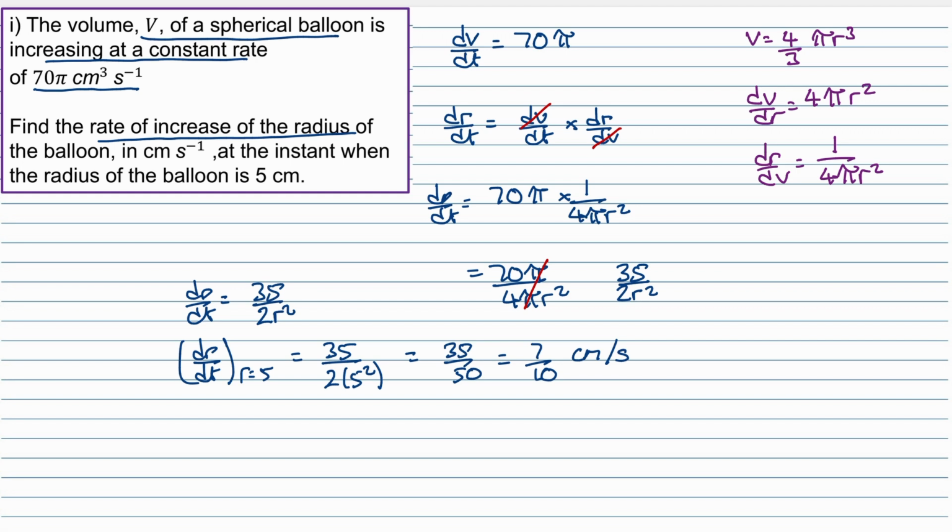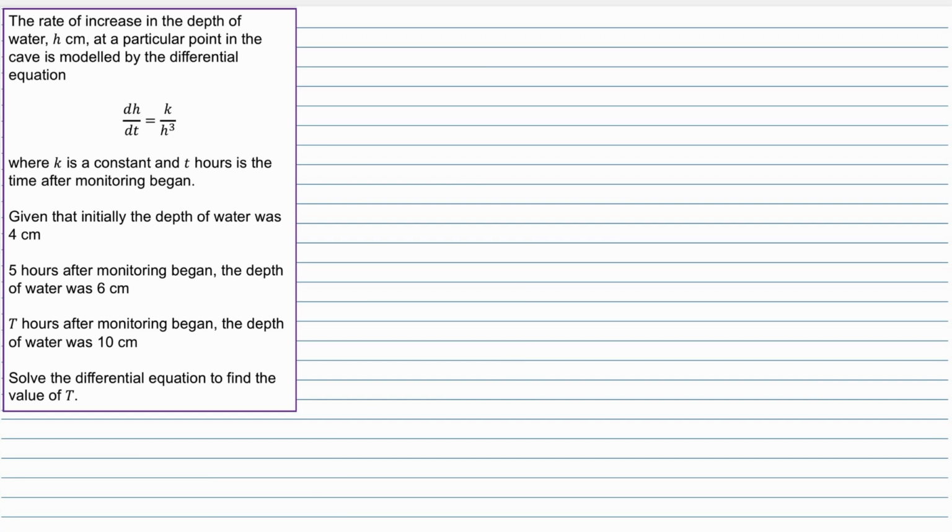In part 2, we're going to look at solving a differential equation. So we're told that the rate of increase in the depth of water at a particular point in the cave is given by this model, where k is a constant and t is in hours. We're given these conditions, and we need to work out the time when the depth of the water is 10 centimeters. So do you want to give this question a go yourself? Remember, you'll be using separation of variables. You can pause the video and come back when you're ready.